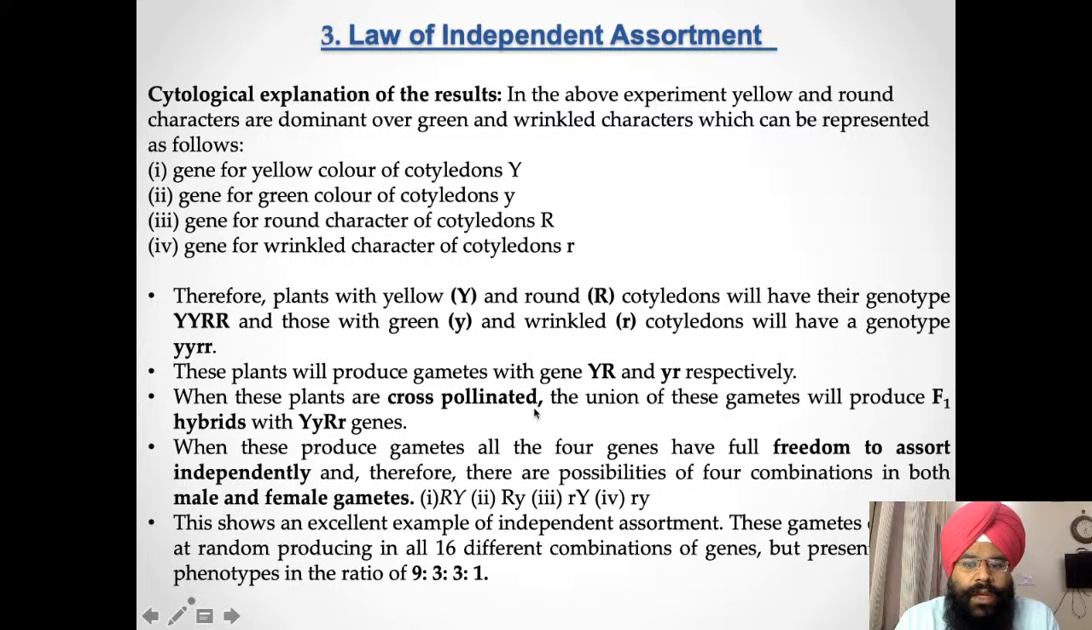And whenever cross pollination is done, the union of these gametes gives the F1 hybrids that we got, capital Y small y, capital R small r. And when these produce gametes, all four gametes have full freedom to assort independently. So all these characteristics of yellow, green, wrinkled and round will assort independently. They are not dependent upon each other. So there will be four combinations of male and female gametes, like this: capital Y capital R, capital Y small r, small y capital R, small y small r.